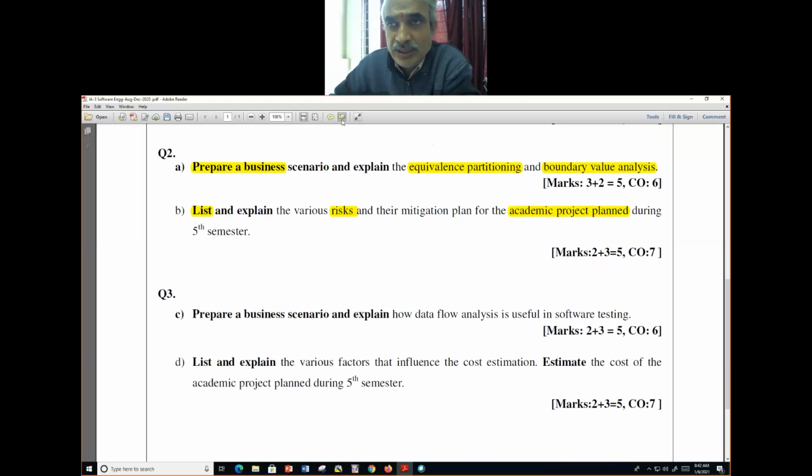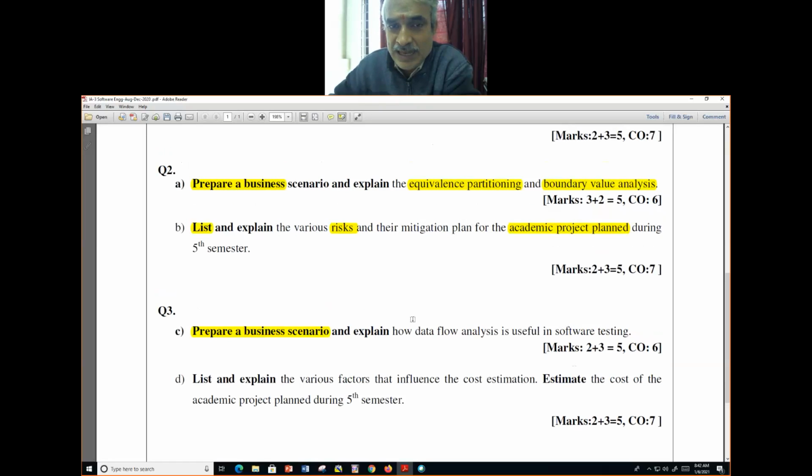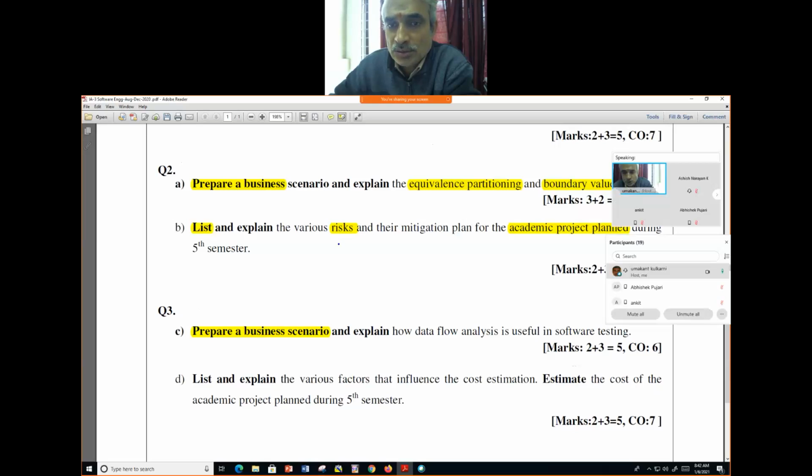Look at that third question. Prepare a business scenario. Explain how data flow analysis is useful in software testing. Now what you have to do, for this, I'll write it in short. You take one particular simple descriptive scenario: issue insurance to some people if age is greater than this. Something like that. This is a scenario.